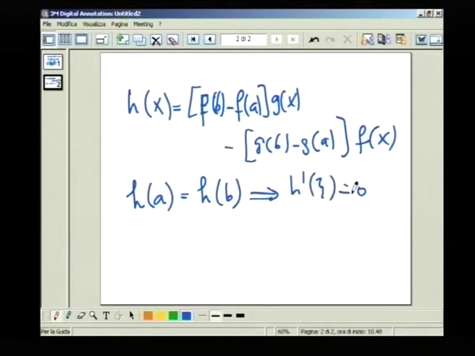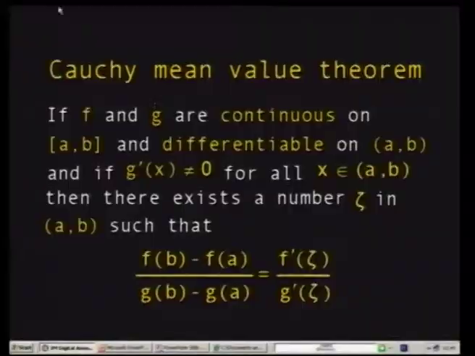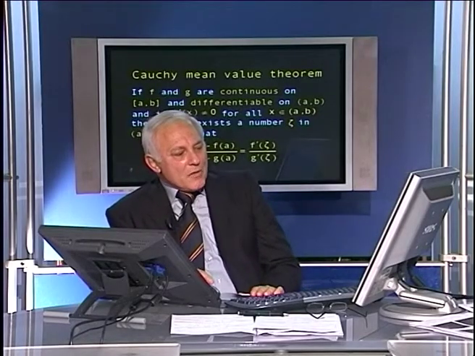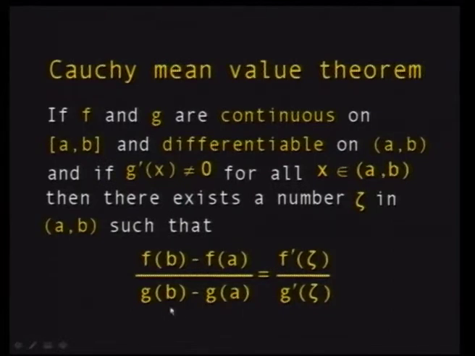Now, if you differentiate this, you end up with this expression here on the slide, which is f of b minus f of a divided by g of b minus g of a. You get f dash of zeta by g dash of zeta. So you have one zeta which satisfies this mean value theorem. Now here also, we are not afraid that g of b is equal to g of a.